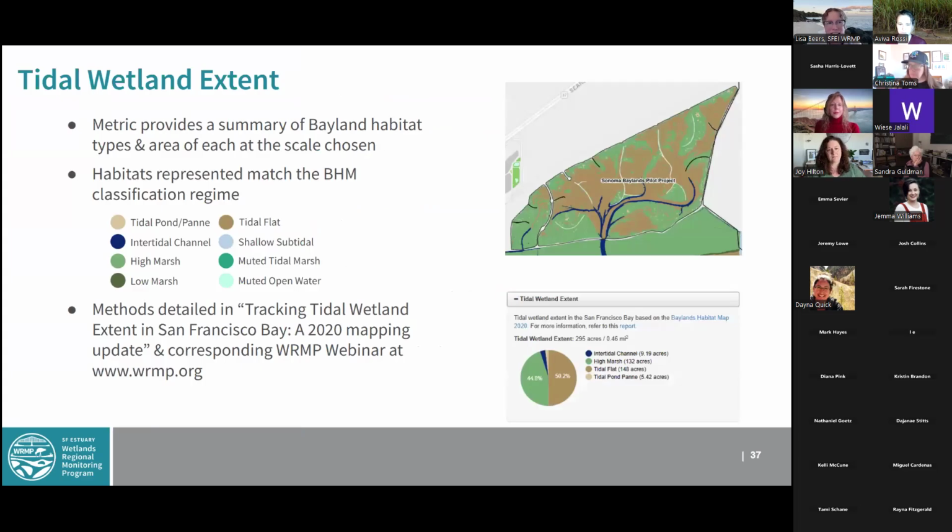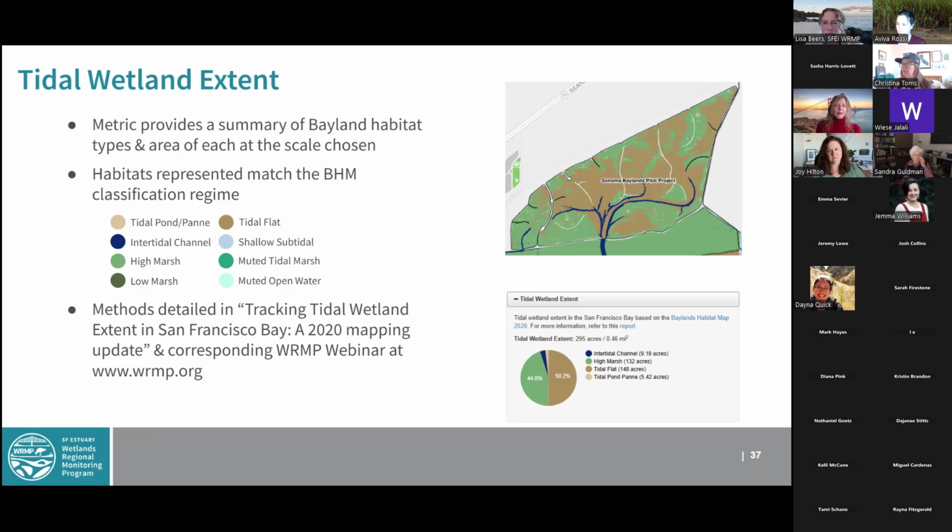All right, so now to get into our metrics. The first one is pretty straightforward: tidal wetland extent. This metric provides a summary of Baylands habitat types and the area of each at the scale that you choose. The habitats represented match the BHM classification regime, so we're highlighting 8 different habitat types within this metric. If you want more information on this, there's a webinar that we did regarding this, and also a corresponding document that you can find on the website.